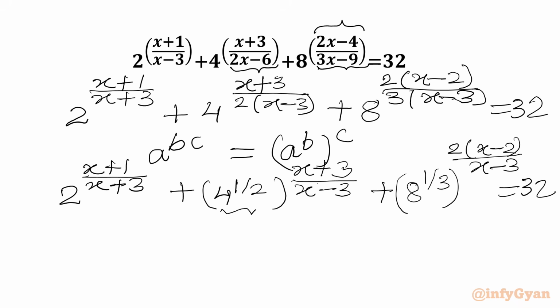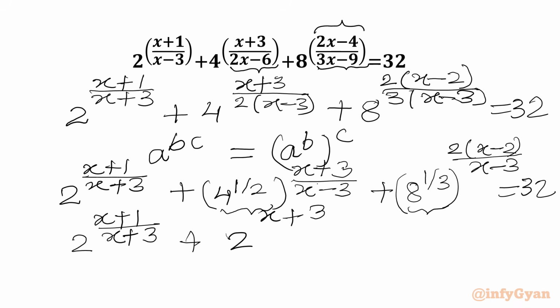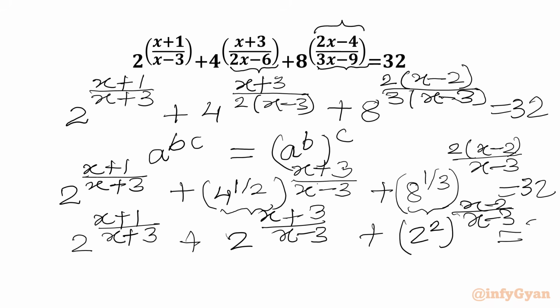Now 4 power half is 2, 8 power 1/3 is 2. So we can write 2 power (x+1)/(x+3) plus 2 power (x+3)/(x-3) plus 2 power 2, with whole power (x-2)/(x-3), equal to 32. Now we can write this 2 power 2 equal to 4.